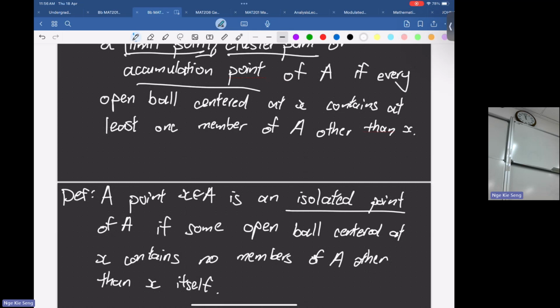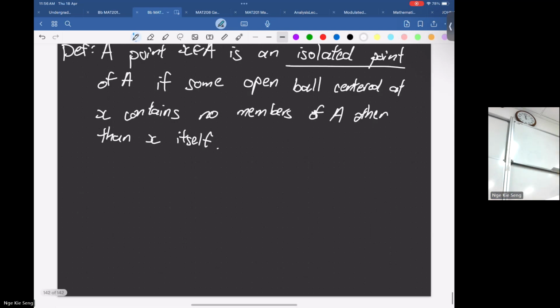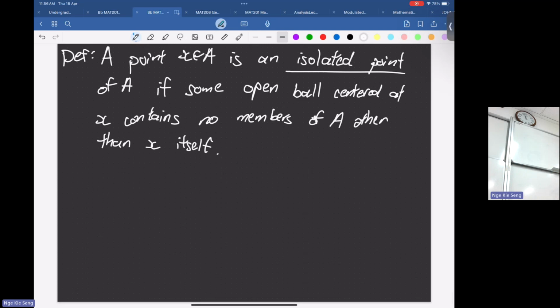Any question about these two concepts or not? So you see, one concept we use every ball, one concept we use there exists a ball. So in mathematics, usually we just play around with these two quantifiers. So we talk about limit point and then isolated point. Okay, next definition.